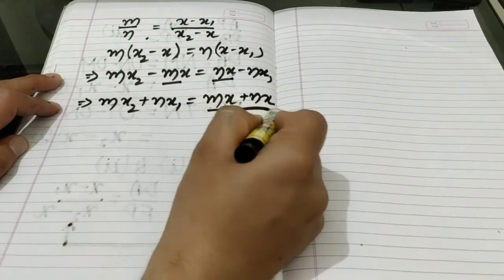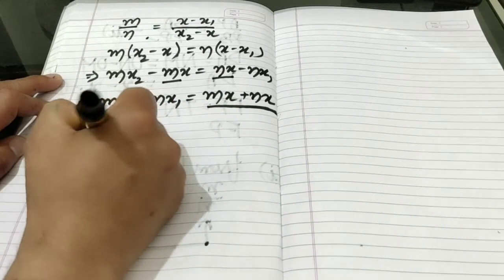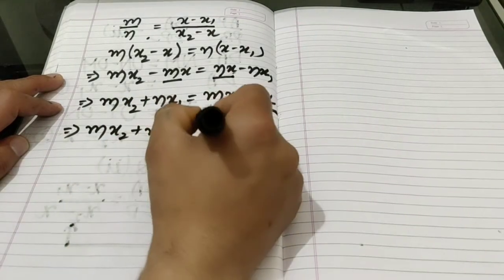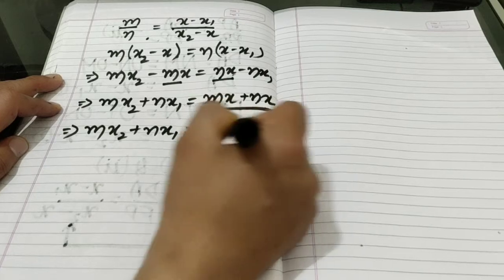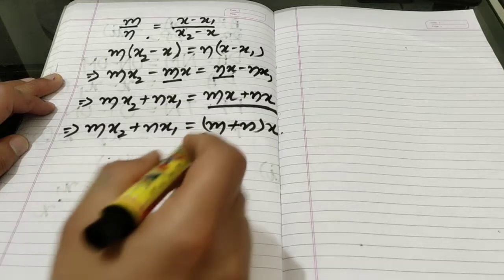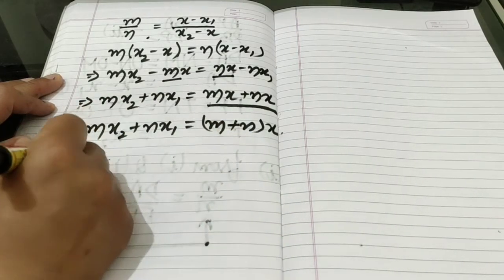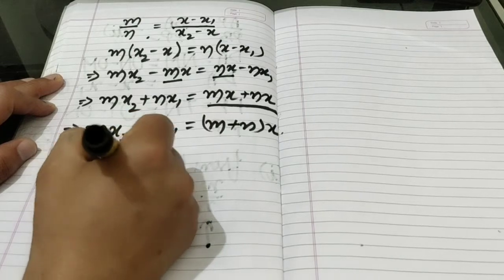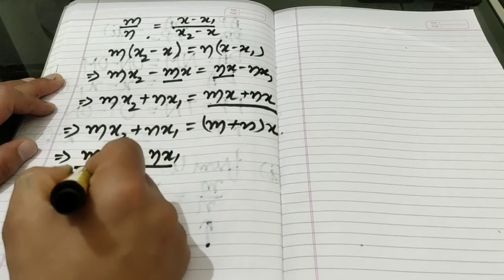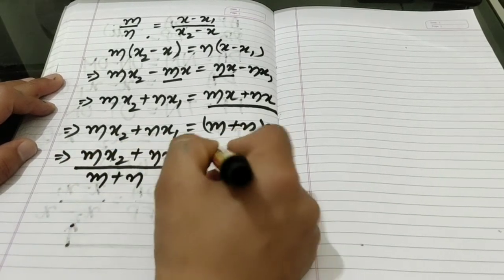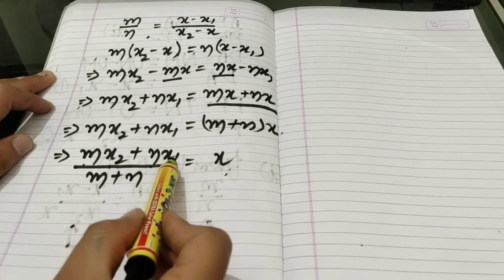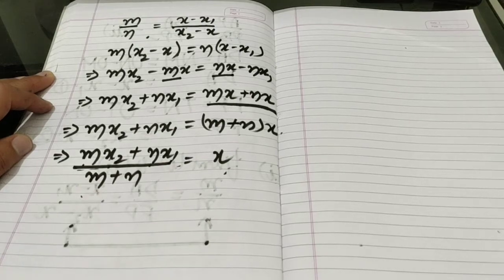From these two we can take x common, the left side will remain as it is, and on taking x common we are left with m plus n into x. And again by cross multiplication, when we shift m plus n to the left side, then we get this equation: x equals m into x2 plus n into x1, whole divided by m plus n.